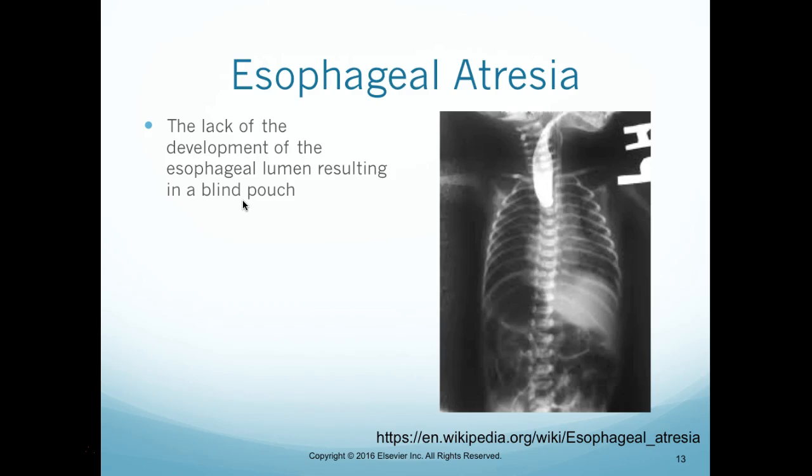Atresia, that's what I meant to say before, not achalasia. This is atresia. So it's a lack of development. So if you hear of atresia at all, you're going to know it's a lack of development of something. So there's colonic atresia and esophageal atresia, the two most common. This is the lack of development of the esophageal lumen, resulting in a blind pouch.